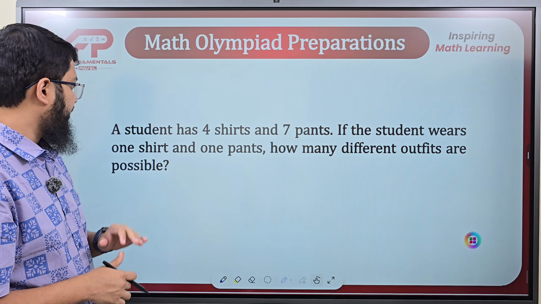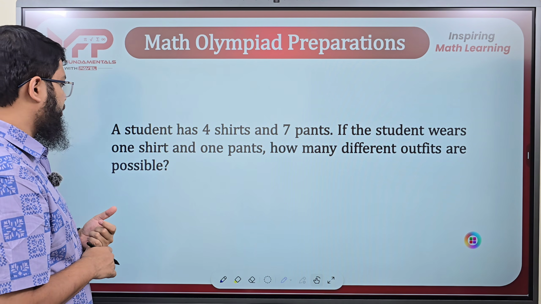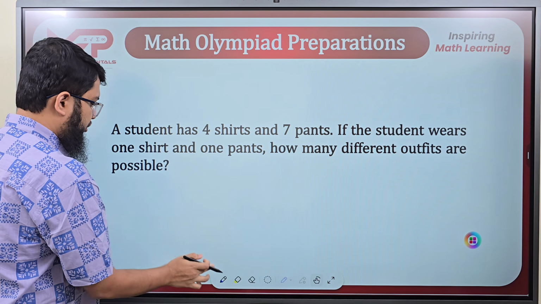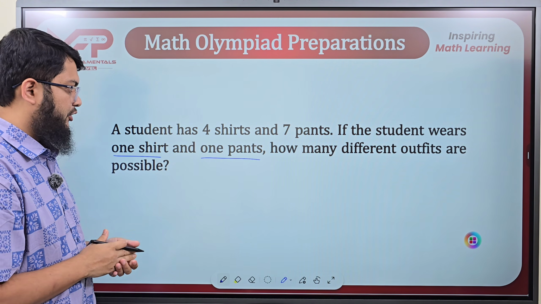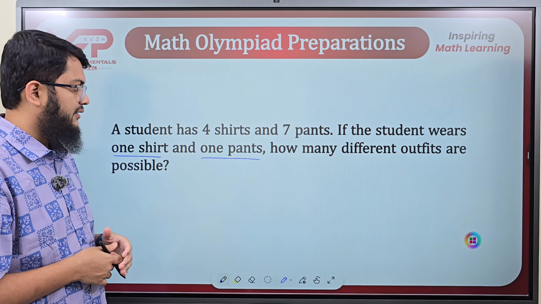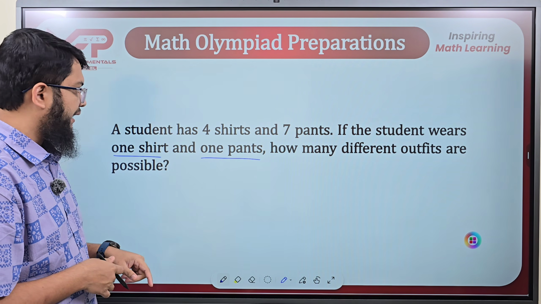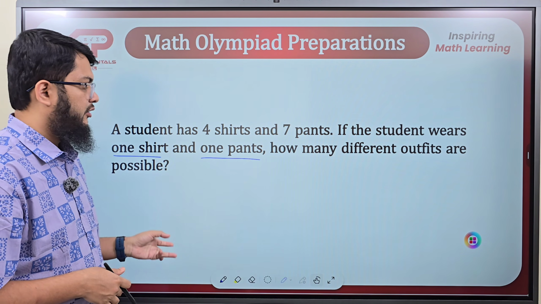Now coming to this question, a student has 4 shirts and 7 pants. If the student wears 1 shirt and 1 pant, so you just look at the question, you can easily decide which principle you need to apply. So for this question also, I would love to get your answer in the comment section. Okay, I'm not writing it down, it's very easy. I hope you'll be able to solve it very easily.